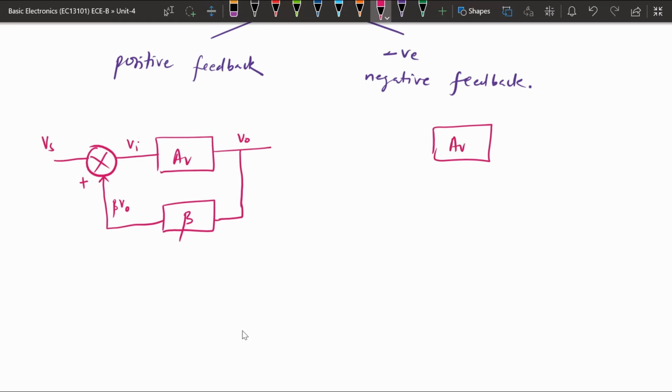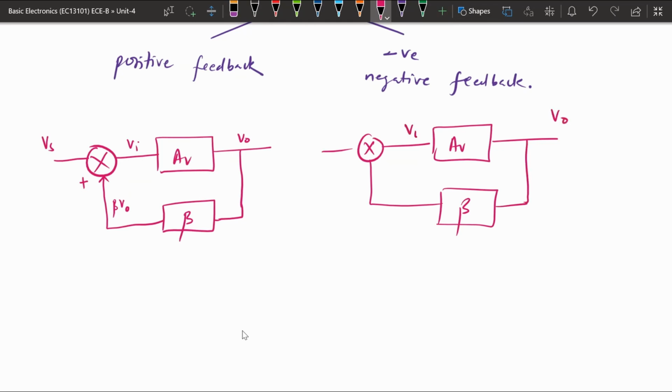Okay, so the structure we can represent it here with again beta, and again this is output, this is input, and this is Vs. So this, if it is negative, that will be a negative feedback. So we will just see what is the effect of these positive and negative feedbacks.